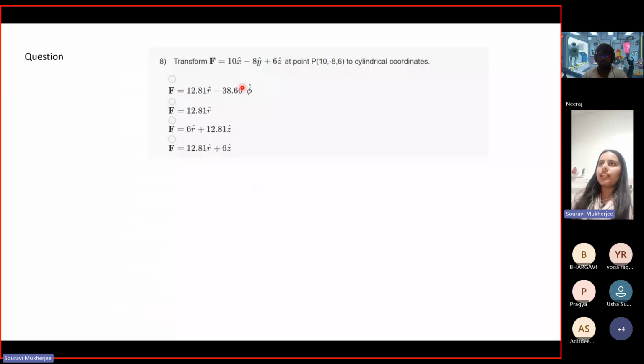Suppose you have questions like this, where you are given a vector at some point, and you have to change it to cylindrical coordinates. This is similar to what we just discussed. What do you have to basically do? Now these components are all constants, so you don't have to change anything here. Basically, you just have to change your unit vectors, x cap, y cap, and z cap. This you have to represent in terms of r, phi, and z.